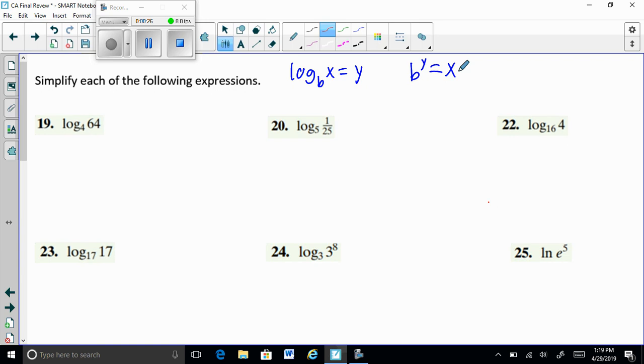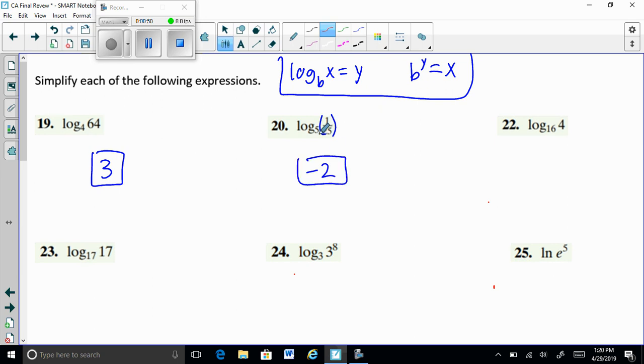So really, you're just looking for what exponent, like in this example number 19, what's the exponent of 4 to give you 64? And so the answer is 3. There's your answer. That's it. Because 4 to the third power is 64, so you need to know this conversion right here. This next one, so 5, how does this turn into 1/5? So the exponent would be -2. That would cause it to reciprocate and then square it. So you get 1 over 25.